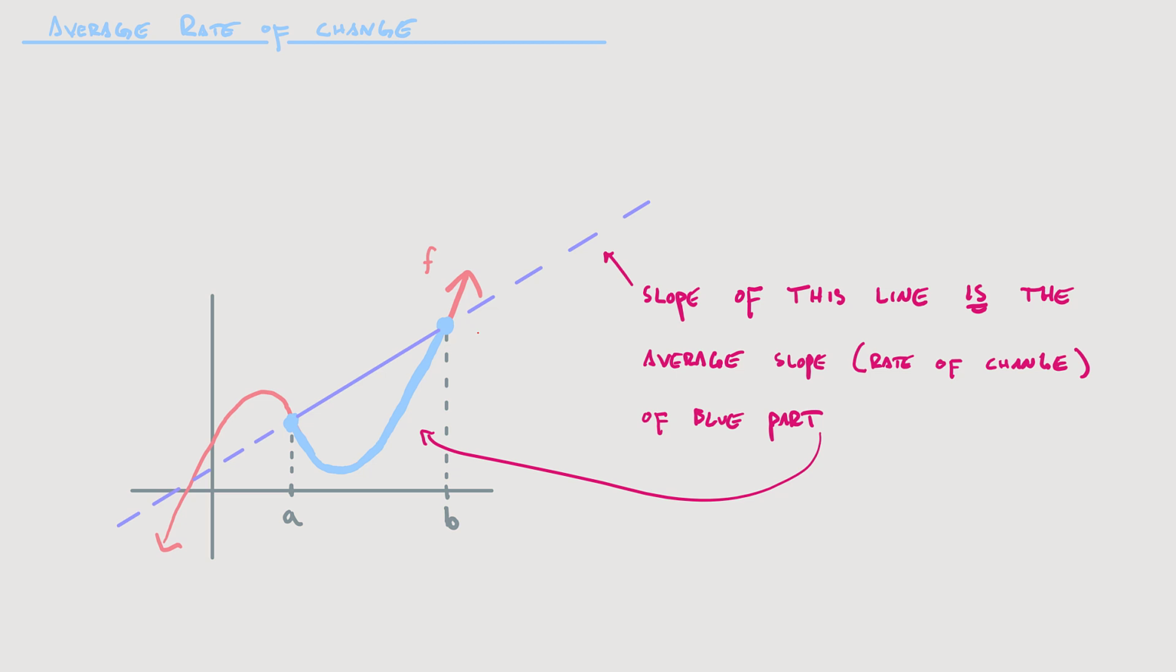The slope of this line is the average slope for this blue part only, right? And that's important to know. It's not the average rate of change for the entire line or the entire graph of f. It's only the average slope for this little kind of valley part, I guess, is what I would describe it as. Or to be more specific, it's the average rate of change on the interval a to b, the closed interval a to b, I should point out.